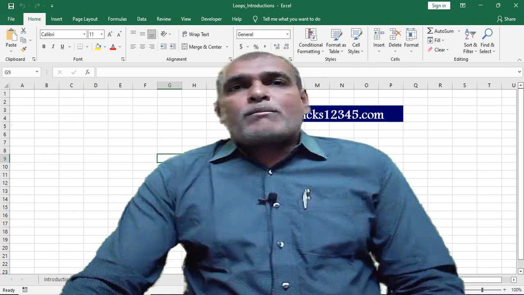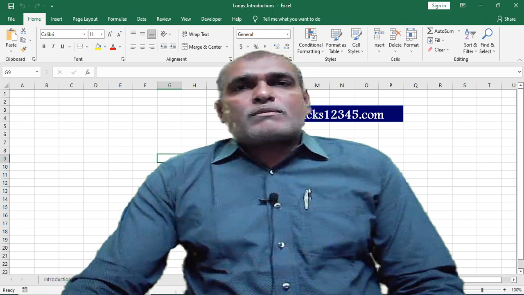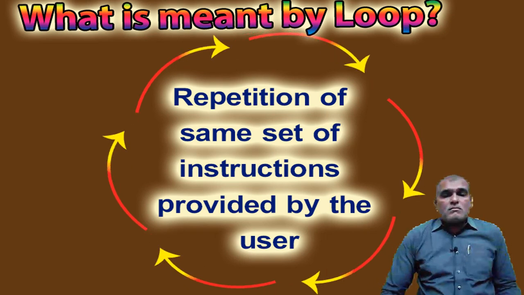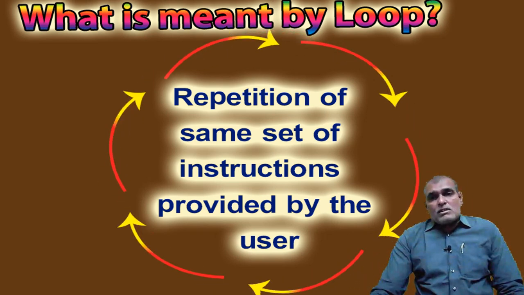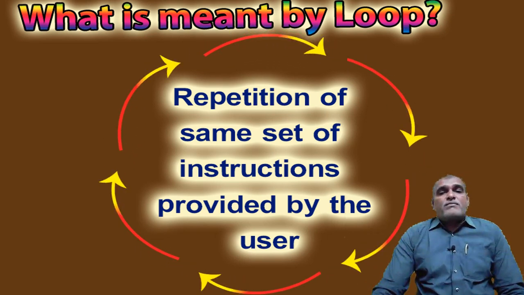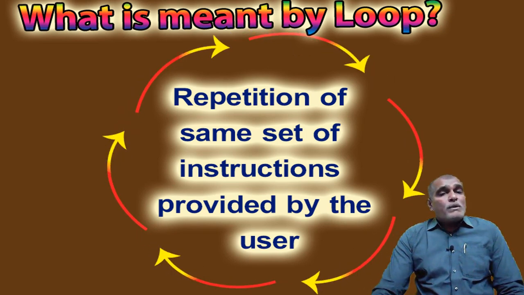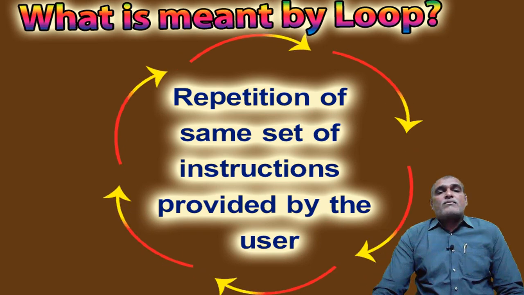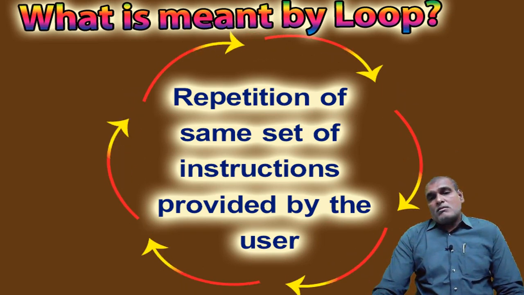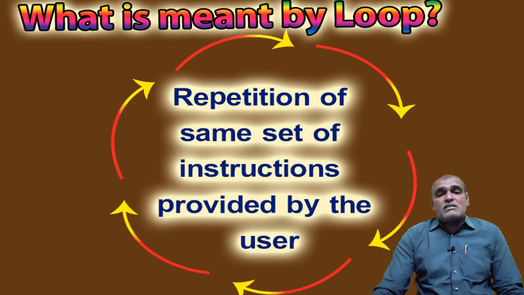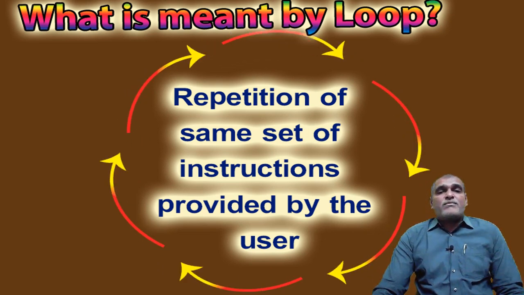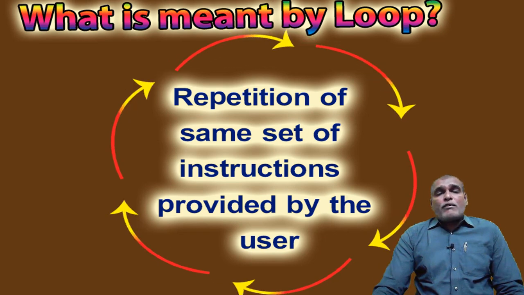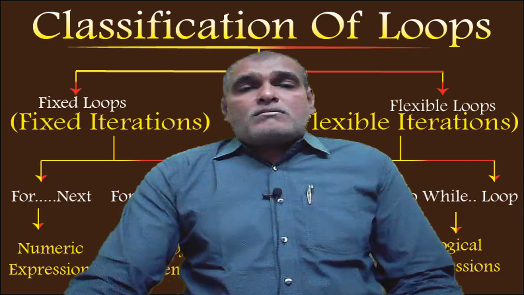In this video, I am going to explain about the concept of loops. First of all, what is meant by loop? Loop is nothing but repetition of same process. In other words, repetition of same set of instructions provided by the user. It keeps on looping until the provided condition is satisfied.